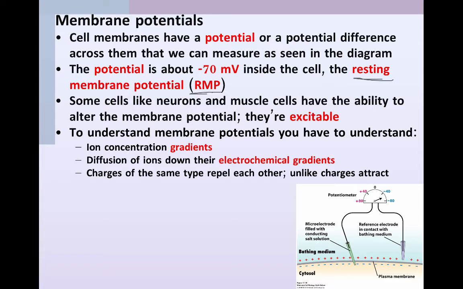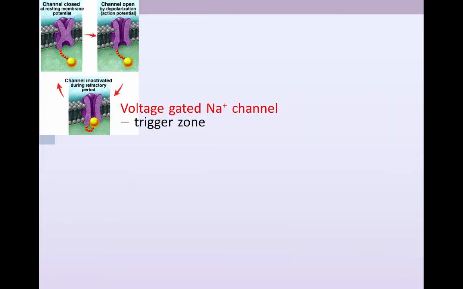They also will go down electrical gradient, unlike charges attract. And so the positive sodium on the outside of the cell is attracted by the negative charge on the inside of the cell. And then you also need to understand that we can change the permeability of membranes, and you need to know how we do that. Permeability just means that we make them more or less permeable to a particular ion. We do that through protein channels that are embedded in the phospholipid bilayer.